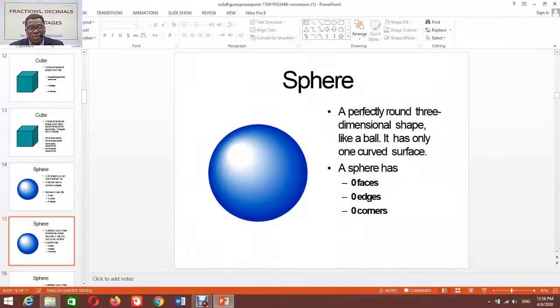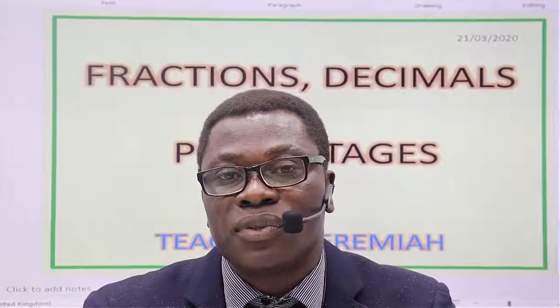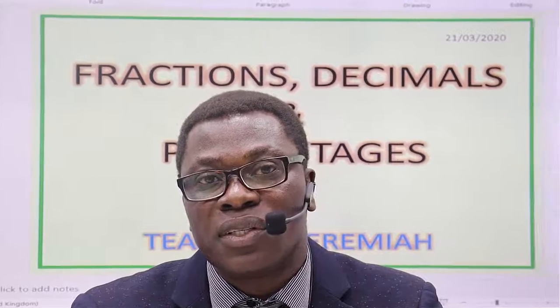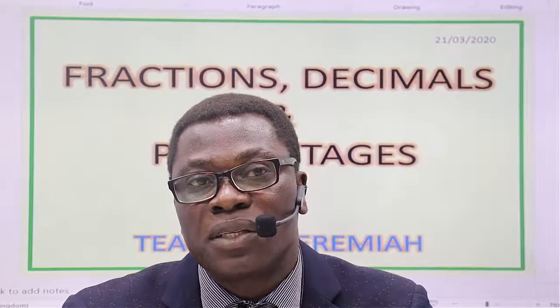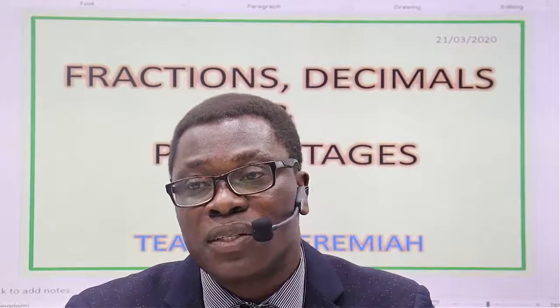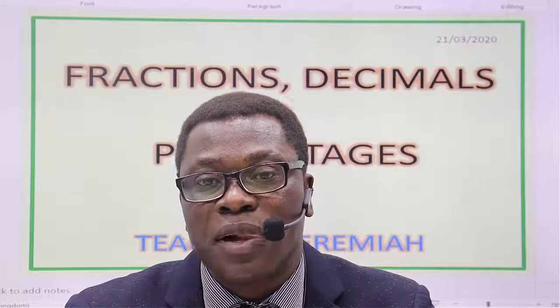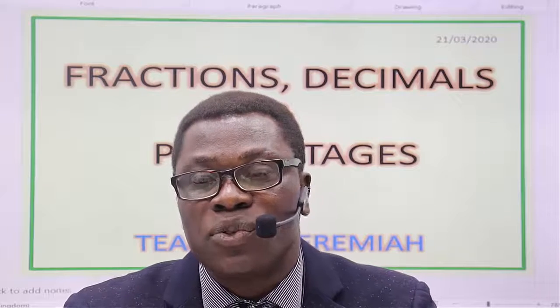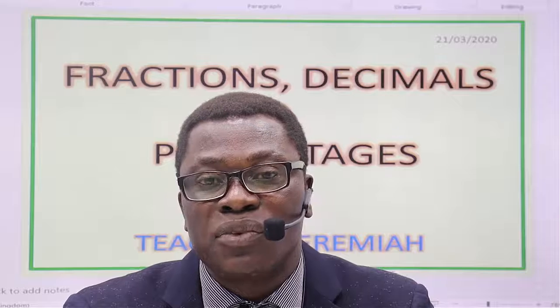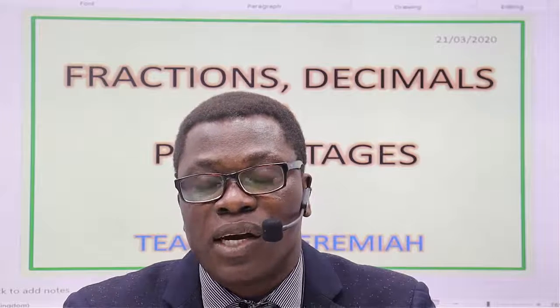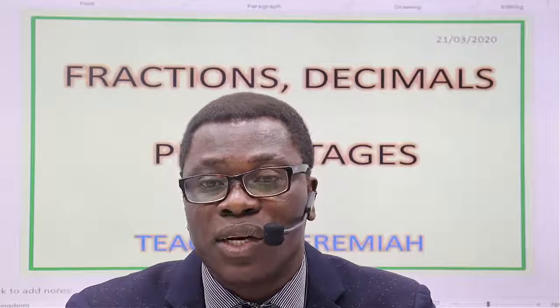Still on spheres, a sphere is a perfectly round 3-dimensional shape like a ball. It has only one curved surface. A sphere has 0 faces, 0 edges, and 0 corners.